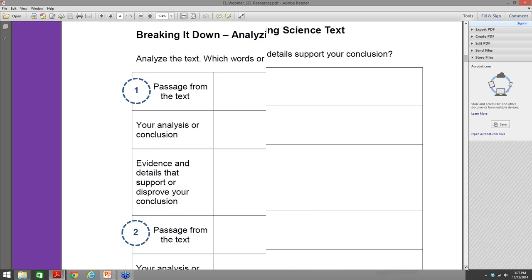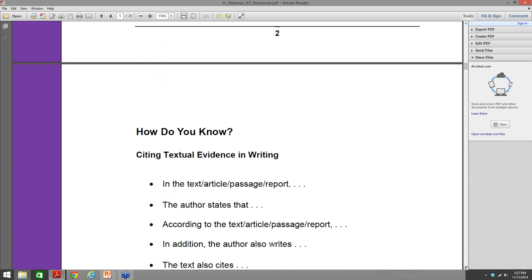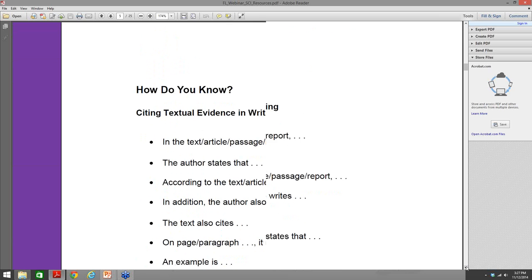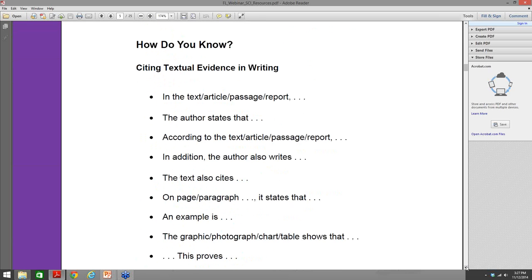But we can go the next step, and on the next page of the guide are just some basic questions to ask. It gets students started: if they're going to provide evidence, what are some lead-ins that they can use? Students would say, what do you want me to write? How do you want me to write it?